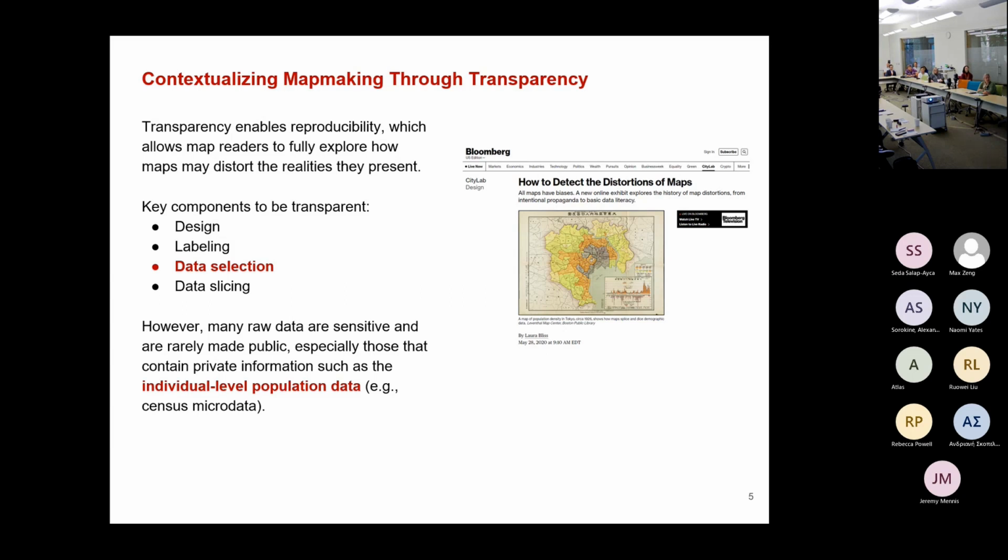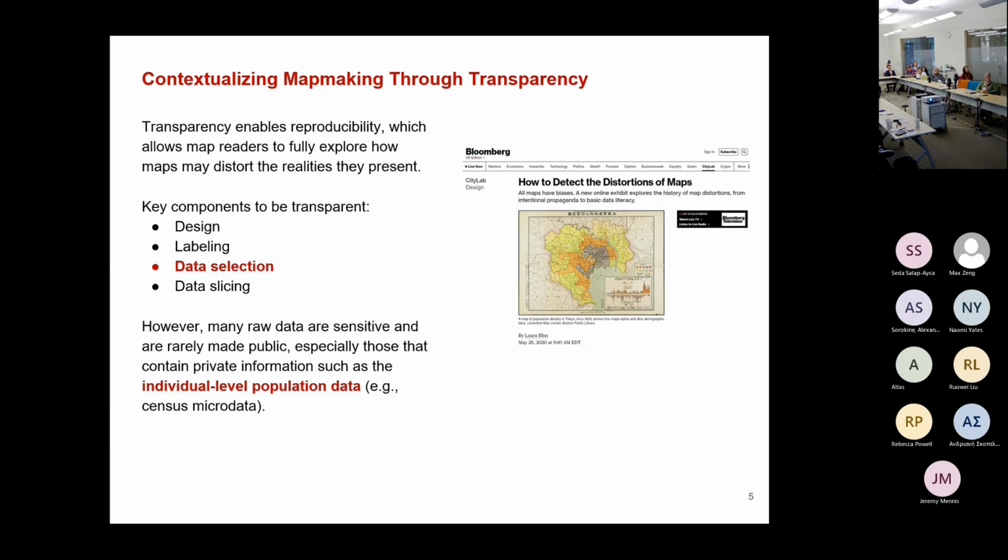And to ensure full transparency of the map making process, there are several key components. For example, the map readers may want to know how the cartographers decide their map designs, how the different labels are placed on the maps, what data are selected, how they are selected, how they are pre-processed before mapping, and maybe also how the data are sliced before mapping. And an important component here is the data that are selected for mapping, because the data convey the information that we want to communicate through our maps.